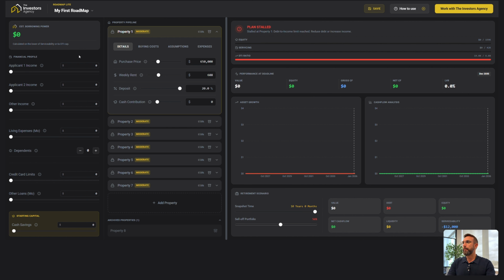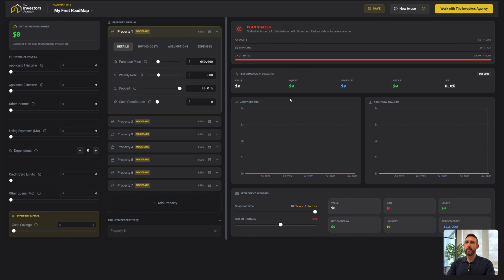So if we have a look at the panels over here, we've got our left-hand side menu, which goes into the income details and the financial profile of the investors that are investing in property. In the middle, we have our property pipeline. This tells us exactly what breakdown of property we should be expecting to be able to purchase. And by adjusting these values, it ensures we can get the most out of our pathway and our roadmap that we're intending for the wealth creation that we deserve.